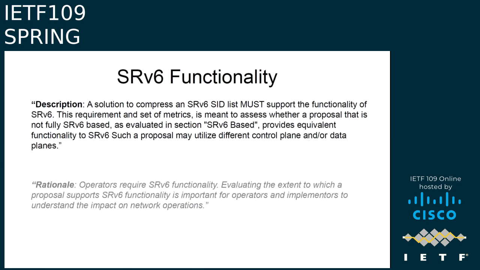Yeah. So this one is about the SRv6 functionality. The description is that a solution to comprise the SRv6 SID list must support the functionality of SRv6. This requirement and a set of metrics is meant to assess whether a proposal that is not fully SRv6 based, as evaluated in the section SRv6 based, provides equivalent functionality to SRv6. Such a proposal may utilize different control plane or data planes. So I think there are some concerns on these items. I think we call for more comments on that. Next page.